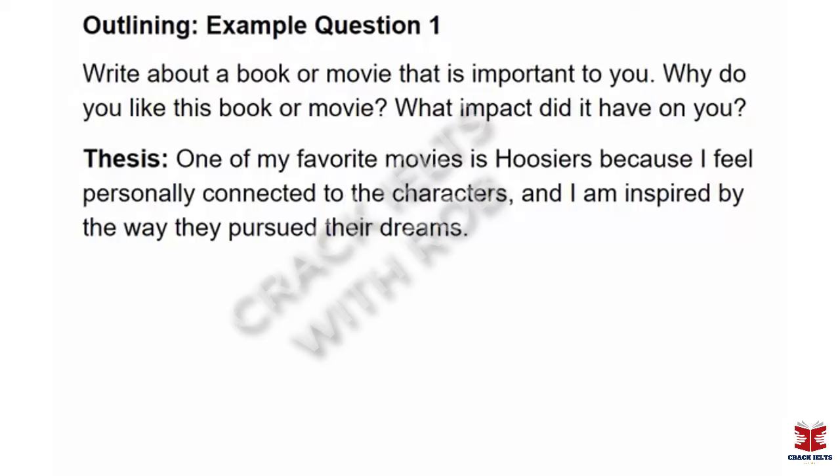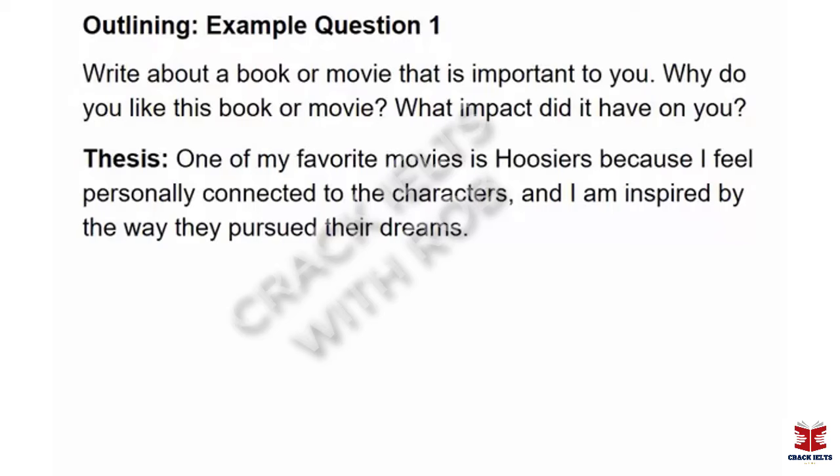Okay, now we'll talk about the details here in just a second, but just notice in the thesis statement that the first part of the thesis where it says, I feel personally connected to the characters, that part of the thesis statement relates to the first question. Why do you like the book or movie? Okay, the reason is I feel personally connected to the characters. The second part of the thesis then, it says, I'm inspired by the way they pursued their dreams. Okay, that is the part of this thesis that responds to the second question. Okay, what was the impact that the movie had on me?